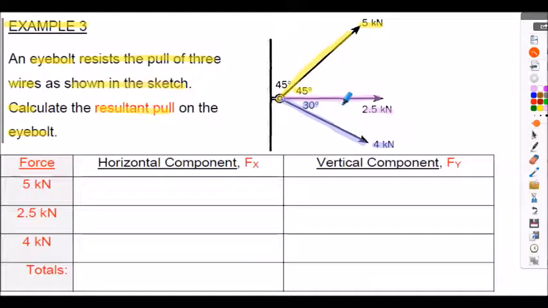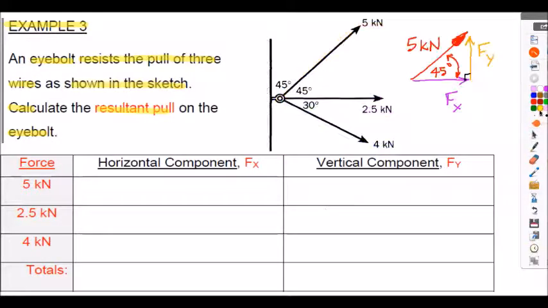Now as long as we always measure our angles to the horizontal as shown here in the diagram, we can always calculate the horizontal force component Fx shown here using the cos function, and we can always calculate the vertical force component shown as Fy here using the sine function. So that's true as long as we always measure our angles to the horizontal.